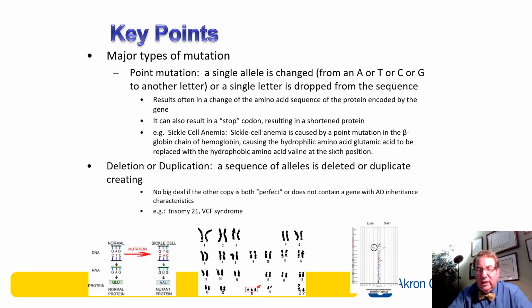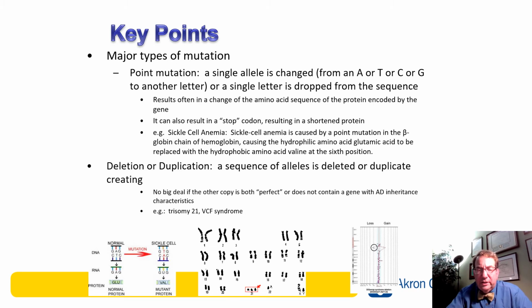This will result in an amino acid change or a change in the amino acid sequence of the protein encoded by the gene. It can also result in the occurrence of a stop codon, resulting in a shortened protein. These shortened proteins are recognized by the body as not supposed to be there and are degraded and destroyed almost immediately. So a short protein doesn't do you any good, and stop codons are a very serious type of mutation.